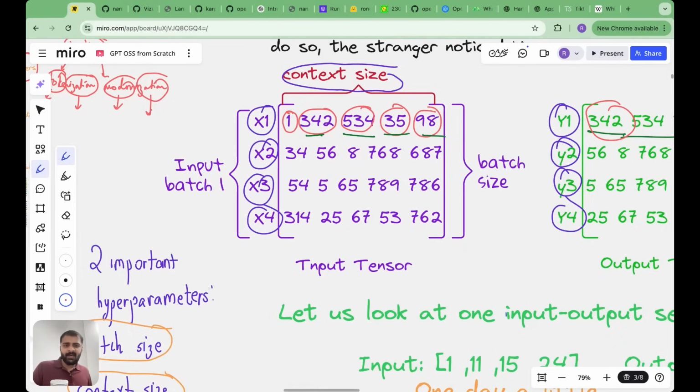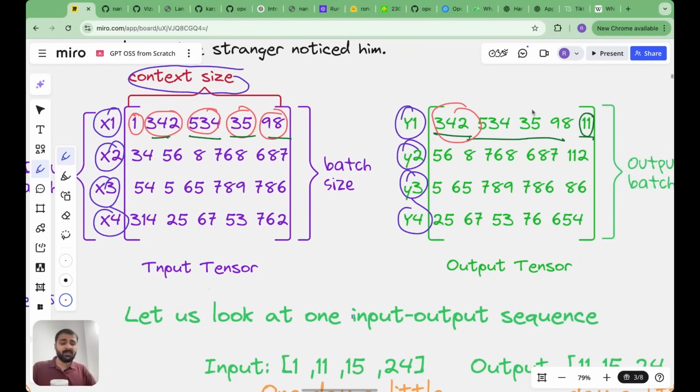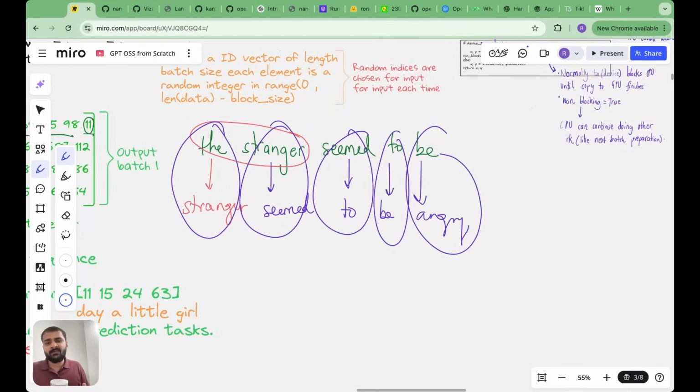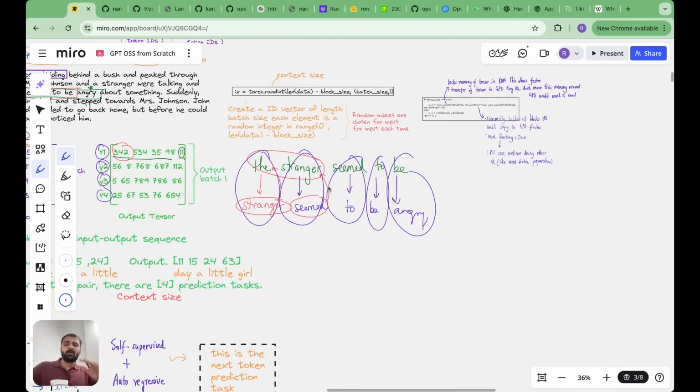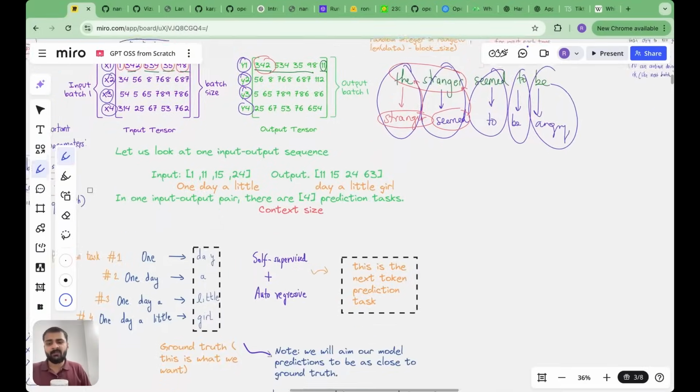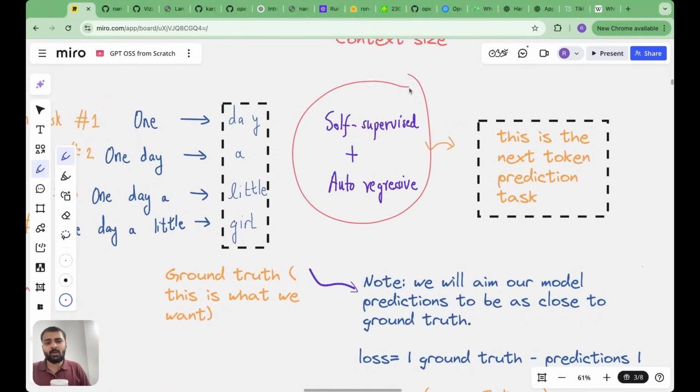So such a pre-training task for language modeling has two terminologies. First is called self-supervised learning. Why? Because the model creates its own output by shifting the input to the right. That's why it's self-supervised. And it's also called auto-regressive. Auto-regressive means the first output is then added to the input again. So the stranger is the second input and then seemed is the output. Then seemed is again added to the input. So the stranger seemed is the input, 2 is the output. So it's called self-supervised and auto-regressive. I hope you understand these terminologies now.